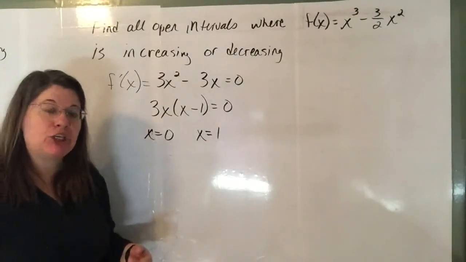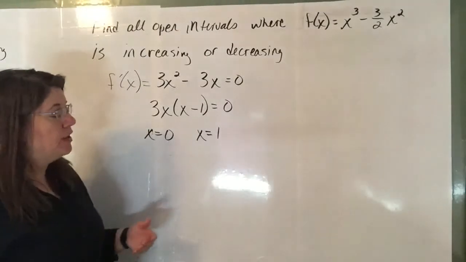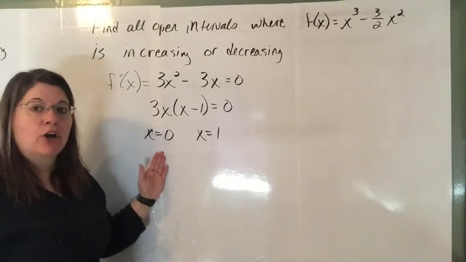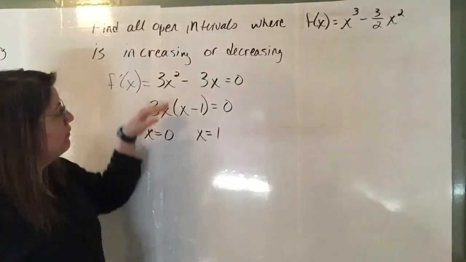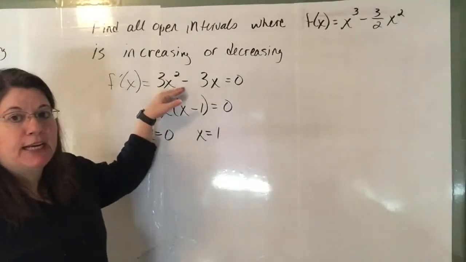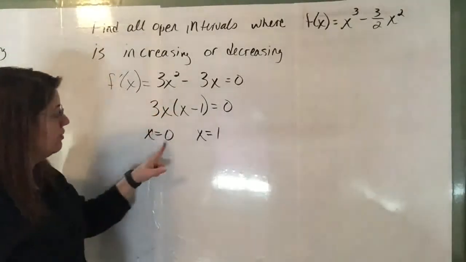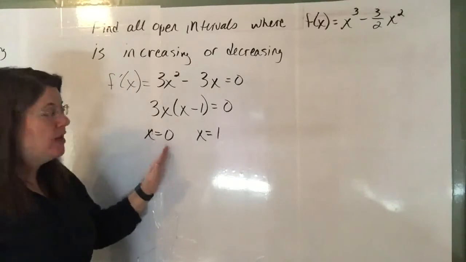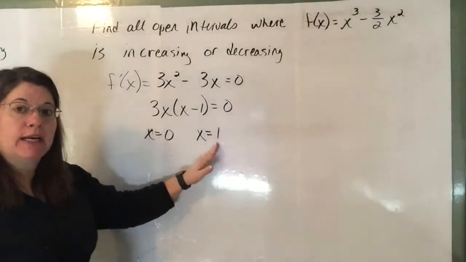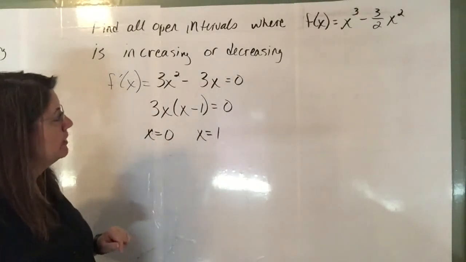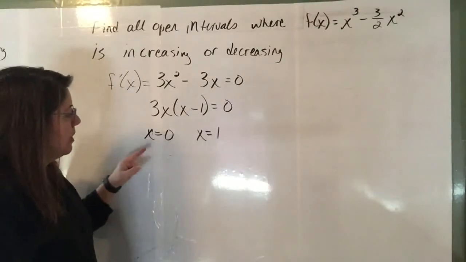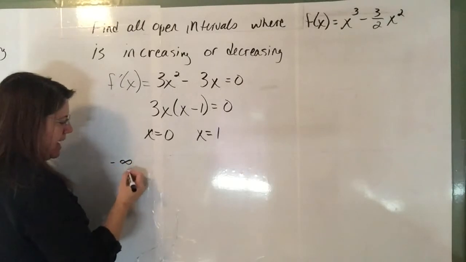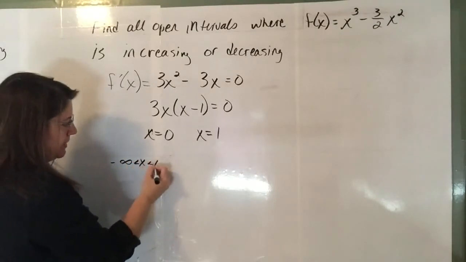The next thing I need to do is set up a table that uses these x values as our cutoff points. So now, this function goes from negative infinity to infinity. So if my cutoff points are at 0 and at 1, I know something special is happening at 0, something special is happening at 1. So I'm going to set up my intervals. I'm going to set the first one up from negative infinity to 0. So my first interval goes from negative infinity. X is between negative infinity and 0.